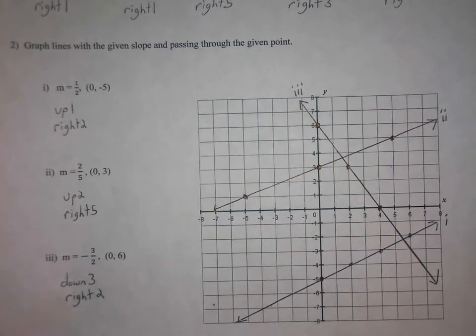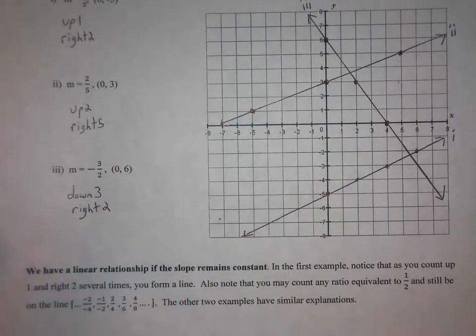Okay, at the bottom of the page, we have a linear relationship if the slope remains constant. So in that first example, notice as you count up 1 and to the right 2 several times, you form a line. Also note that you may count any ratio equivalent to 1 over 2, or 1/2, and still be on the line. So -2 over -4, we could count down 2 to the left 4. -1 over -2, we could count down 1 to the left 2.